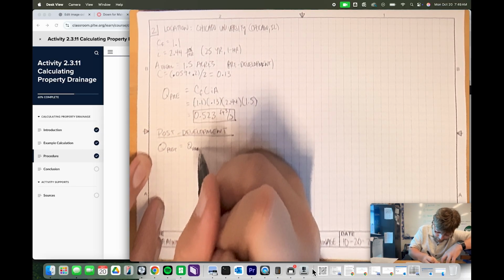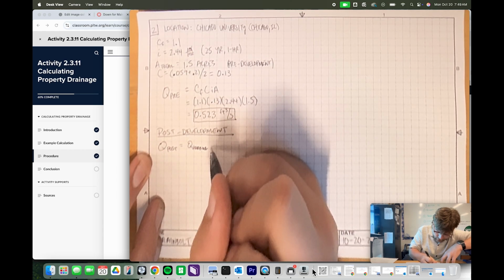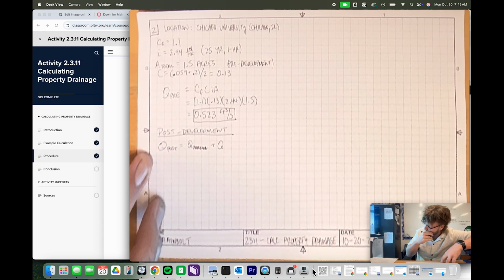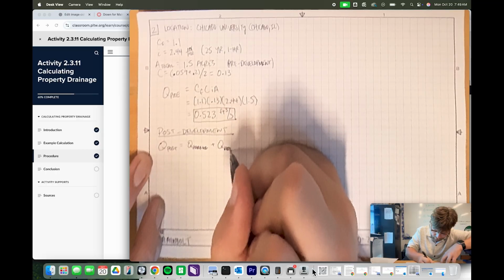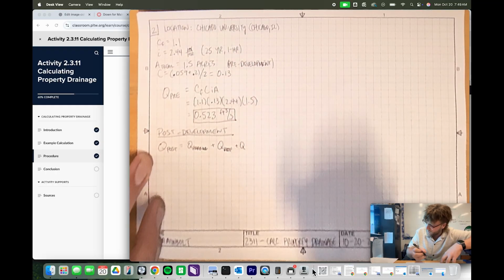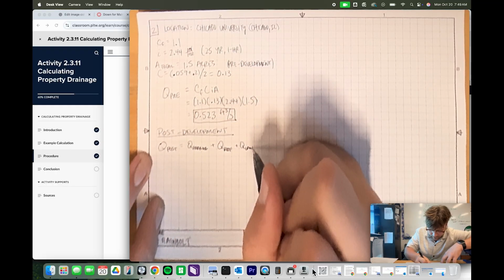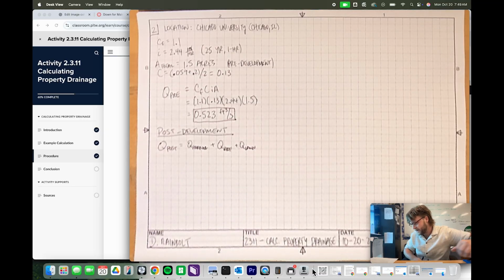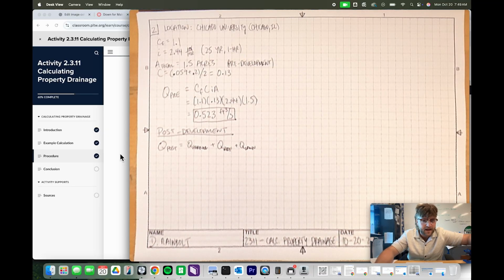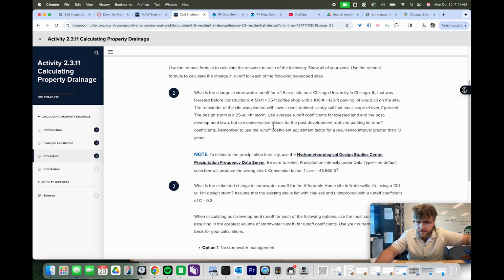the parking lot plus Q of our roof plus Q of the lawn here as well. So we do want to keep that in mind. So let's just make sure that that is the case. So for certain, we have the coffee shop, we have the parking lot. The remainder of the site was planted with a lawn. Yep, so we're going to have Q of the lawn.